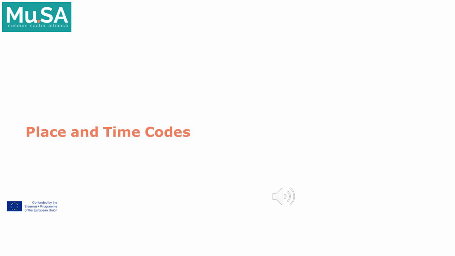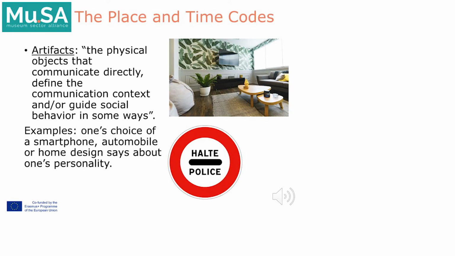Place and time codes. Artifacts, the physical objects that communicate directly, define the communication context, and/or guide social behavior in some way. Example: one's choice of a smartphone, automobile, or home design says something about one's personality.